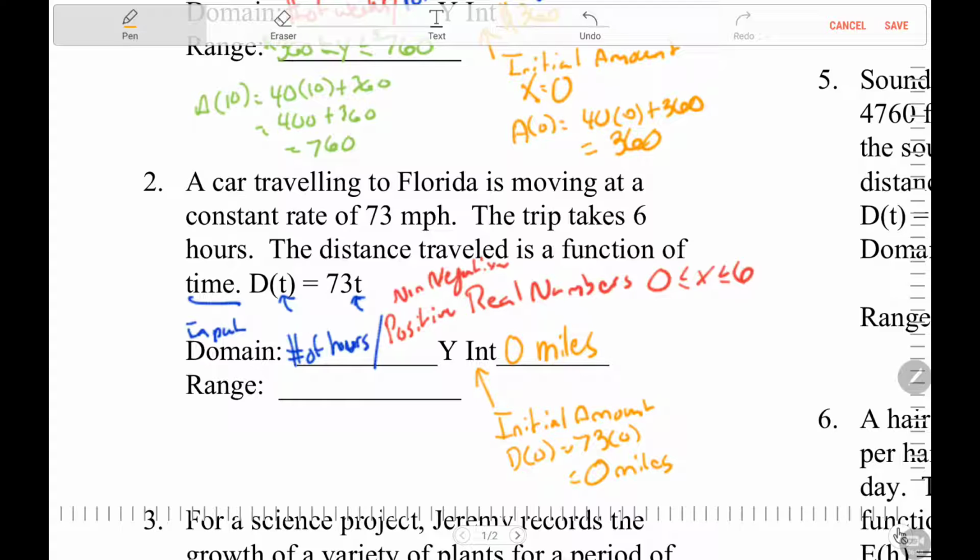So the range, what's the range? Well, we just said 0, but what's the most we could travel? Well, we know we go 73 miles per hour, and we know the longest we can take is 6 hours, so plug in 6, substitute in 6, and you will come out with, let's see, 438. So there's your range. So domain 0 to 6 hours, range 0 to 438 miles.